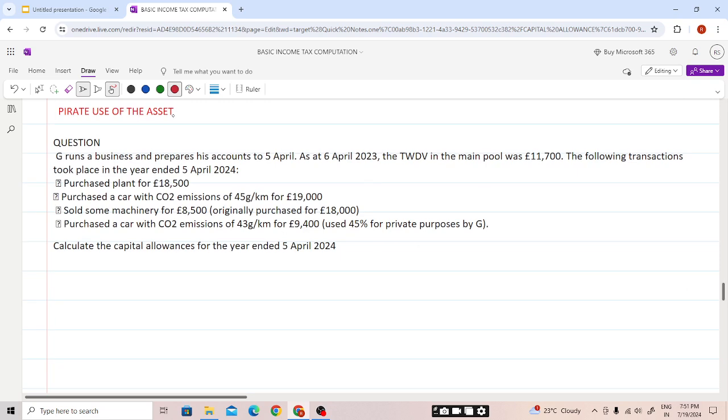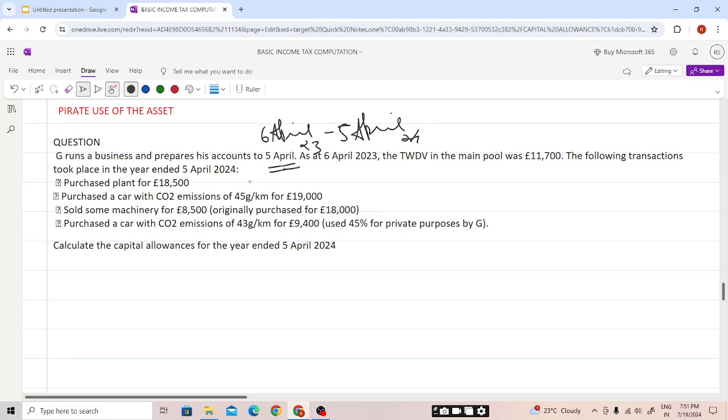Private use of the asset. Question: G runs a business and prepares his accounts to 5th April. As it is per the tax year, 6th April to 5th April, students. As at 6th April 2023, the tax written down value in the main pool was 11,700. The following transactions took place in the year ended 5th April 2024.